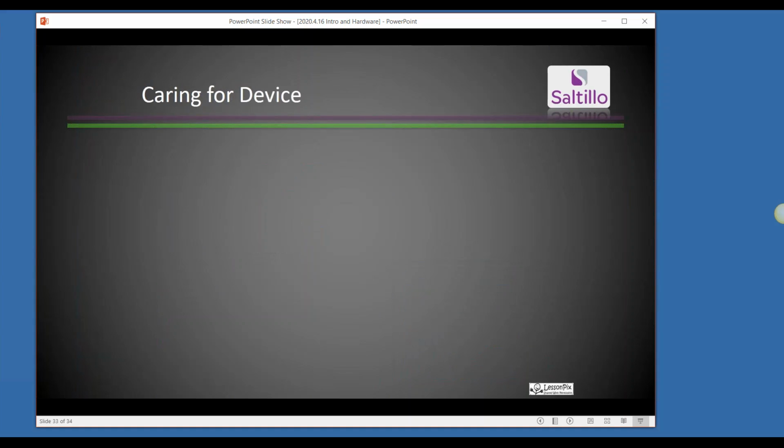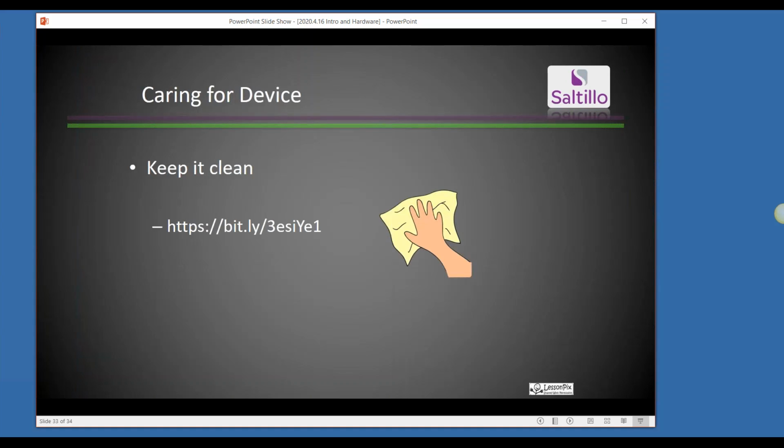Last but not least, we want to ensure that the Nova Chat and its components are functional and clean. Never spray anything directly onto the screen. Rather, place your cleaning product on the cloth and then wipe down the screen. Please check out the bit.ly listed on the screen for additional information on cleaning and disinfection instructions.